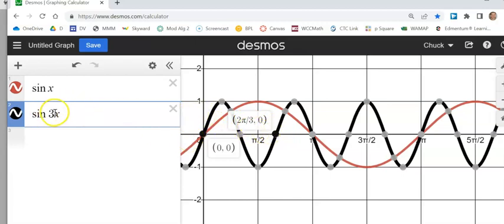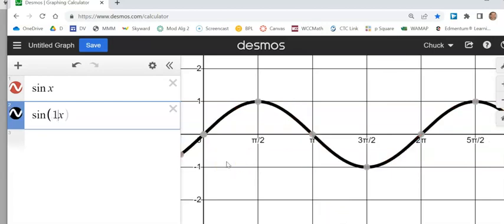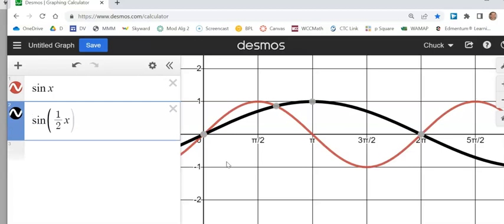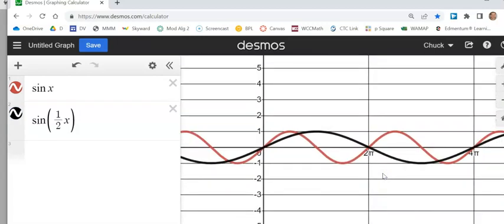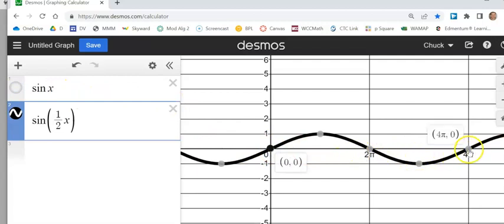Okay, so if multiplying by something bigger than one compresses it, what if we multiply by a fraction, like a half? Whoops, that's not what I wanted to happen. Put some parentheses in here, 1/2, like that. And so, by that same argument, I could say this gets through half of a period in the amount of time that the parent function gets all the way through a period. If I zoom out a little bit and turn off that parent function, you can see that this takes twice as long to get there, gets out to 4 pi.